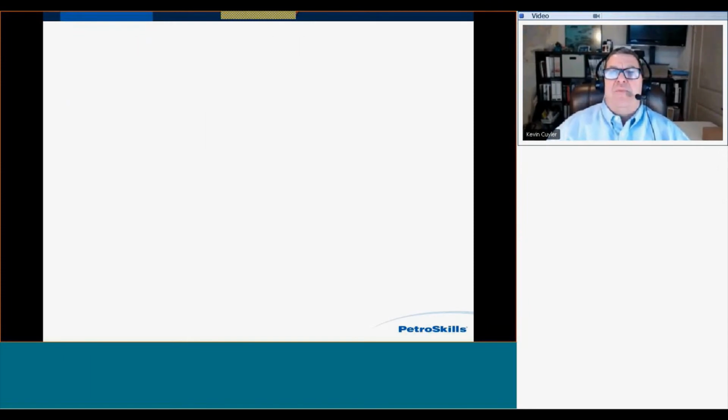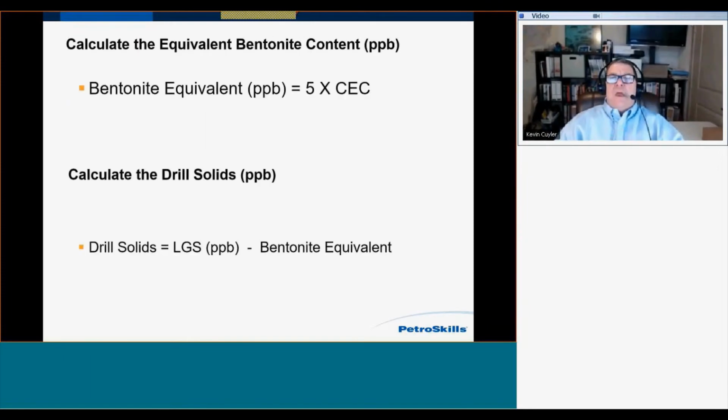And then, as I mentioned previously with our MBT, we will calculate our equivalent bentonite content, how many pounds per barrel that we have in the mud. And keep in mind that just because you have put 20 pounds per barrel of commercial bentonite into your mud for viscosity and filtration control and to build wall cake, you may actually have more than that in your system because you may have picked it up from the formation. So it's helping you provide some of that filter cake and providing that viscosity for you.